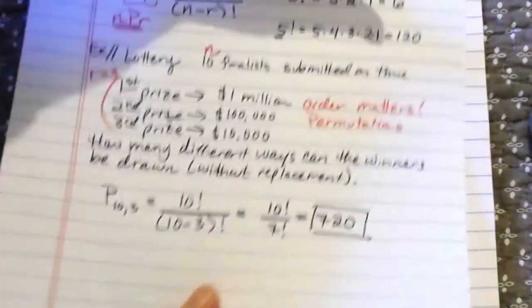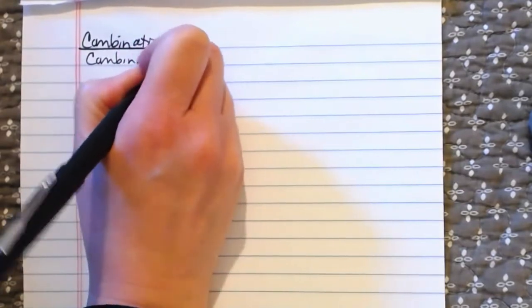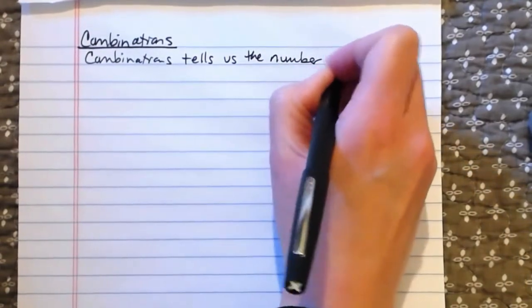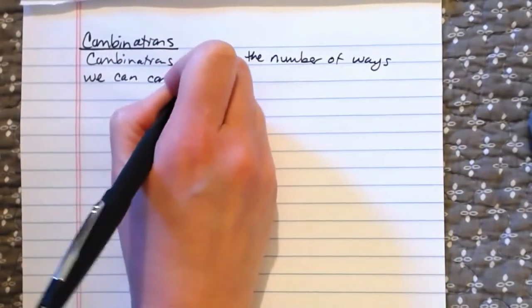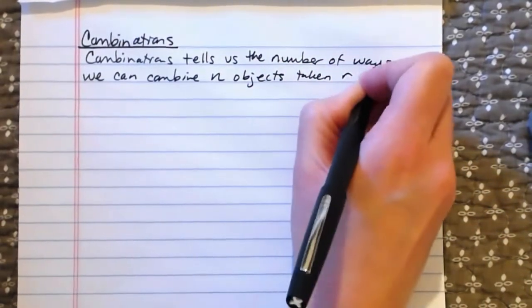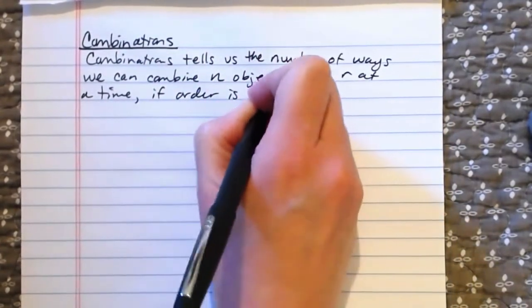So combinations, so if we're going down here, combinations tells us the number of ways we can combine n objects taken r at a time if order is not important.